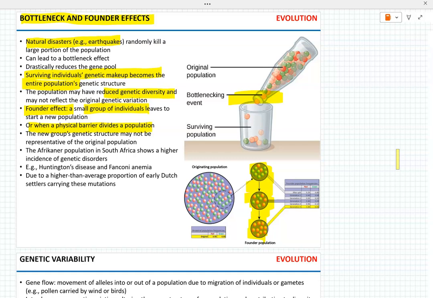For example, the population of Afrikaners in South Africa has a higher incidence of genetic disorders such as Fanconi anemia and Huntington's disease. Why? Because when early Dutch settlers arrived in South Africa, they had a higher than average proportion of those genes.